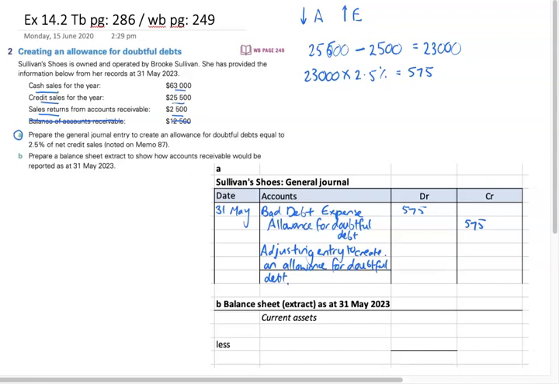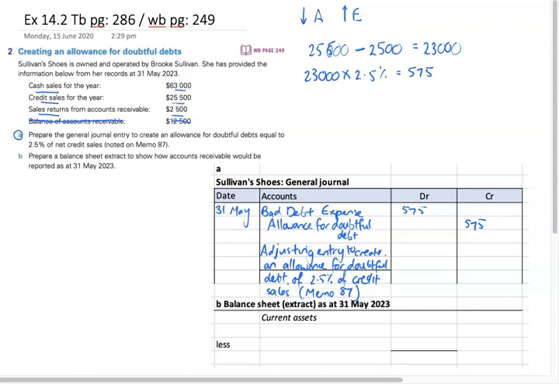And it's important here to make it clear how much this is. So we're making an adjusting entry to create an allowance of doubtful debts of 2.5% of credit sales. So this is a really long narration, probably the longest narration you're going to do. Importantly, we're going to write that this has come from Memo 87. So we have now done our general journal entry.